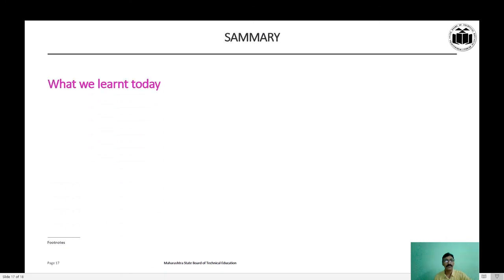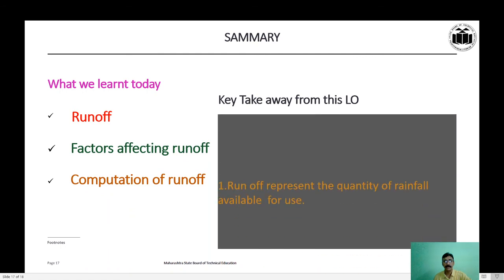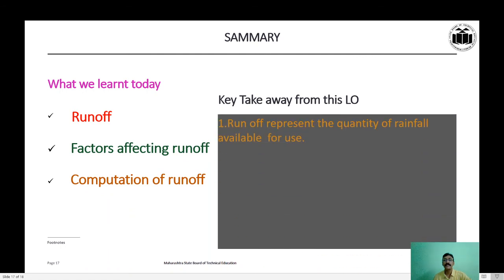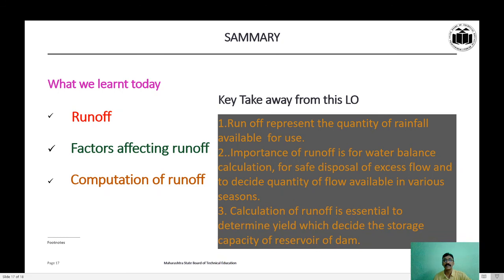Summary. So what we learned today? Today we learned runoff, factors affecting runoff, and computation of runoff. Key takeaways from this LO are: runoff represents the quantity of rainfall available for use. Importance of runoff is for water balance calculation, for safe disposal of excess flow, and to decide quantity of flow available in various seasons. Calculation of runoff is essential to determine yield, which decides the storage capacity of reservoir of dam.